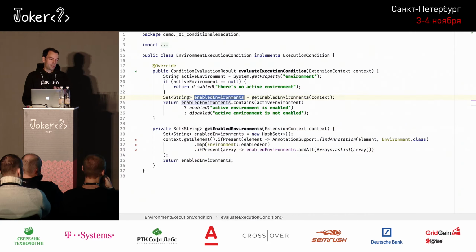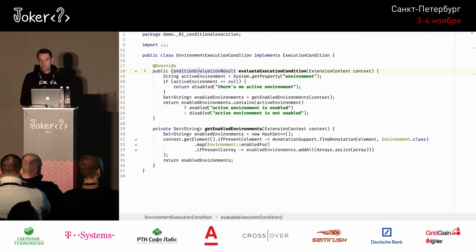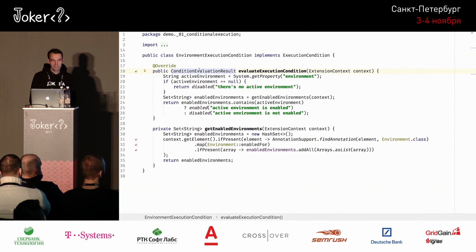And then we have our set of strings, and we're just going to check, okay, if the enabled environment contains our active environment, we can say, okay, enabled. And this method returns a condition evaluation result, which is basically a Boolean with a reason. So it's either enabled or disabled, and you have to provide a reason for that. So in case it's disabled, maybe the user wants to know why it's disabled.